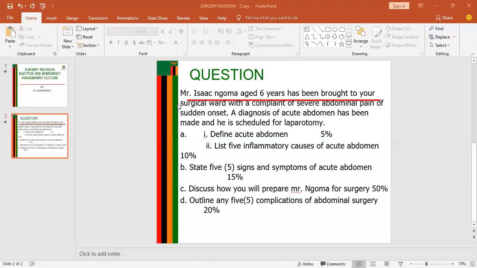Here you will say, I would administer the following drugs. The first one is atropine 0.6 milligrams IM or IV to reduce overproduction of body secretions. Promethazine 12.5 milligrams to control nausea and vomiting induced by general anesthesia, and also diazepam 15 milligrams IM or IV to relax muscles and also calm the patient.